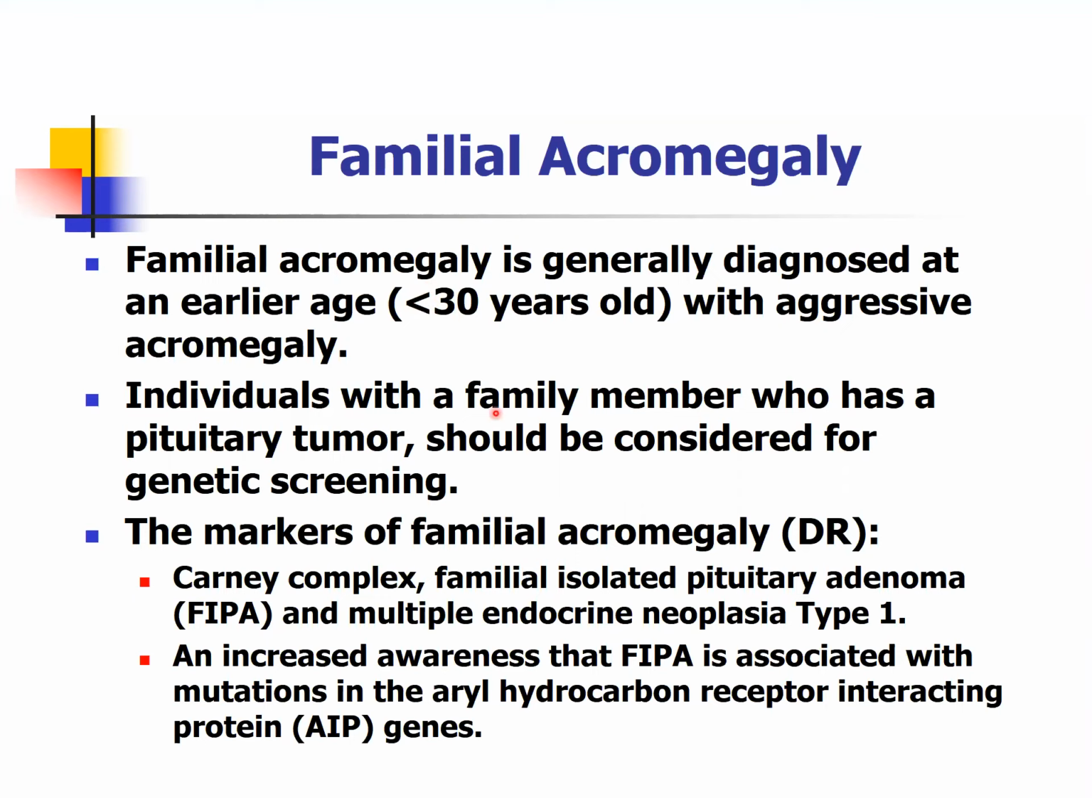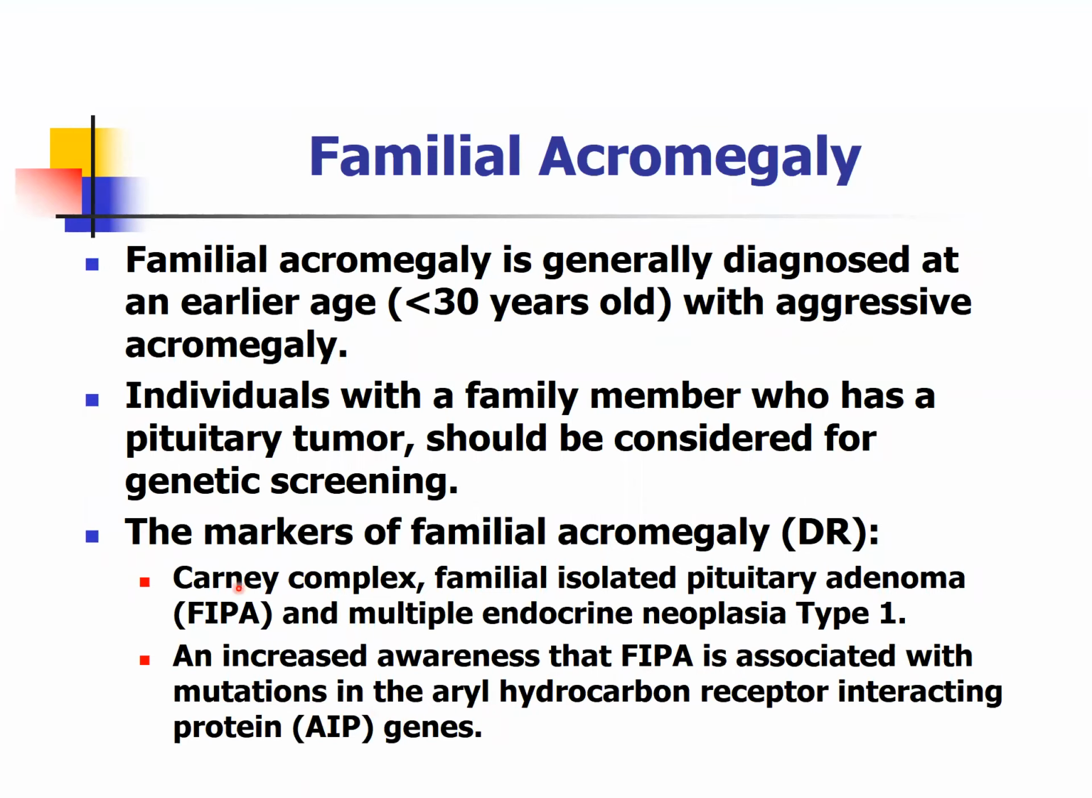Now, individuals with a family member who has a pituitary tumor should be considered for genetic screening. There are certain markers of familial acromegaly, for example, Carney complex or familial isolated pituitary adenomas or multiple endocrine neoplasia type 1, which also should be checked genetically. And there should be increased awareness of familial isolated pituitary adenomas, especially as they include mutation of the aryl hydrocarbon receptor interacting protein gene.